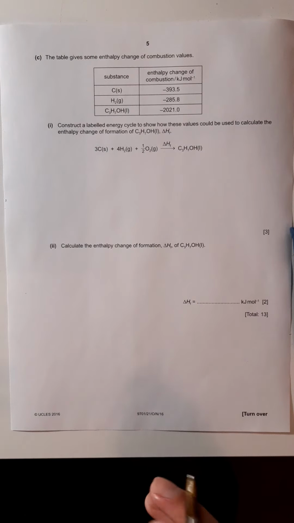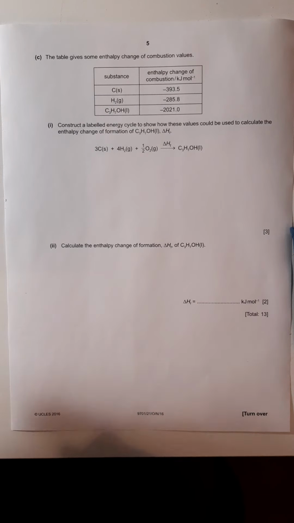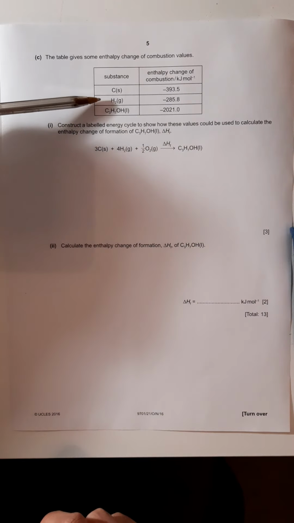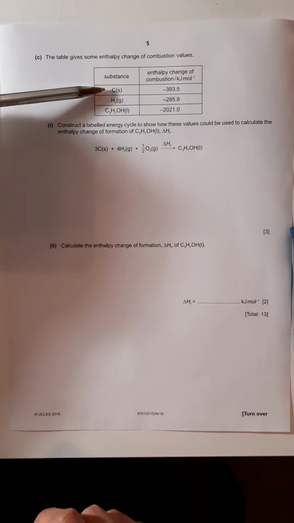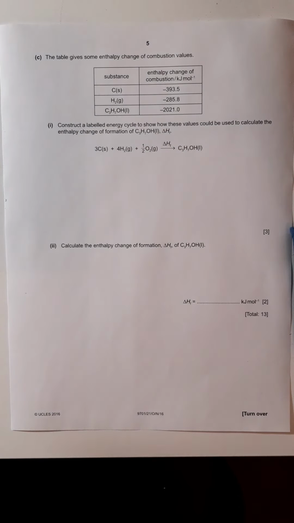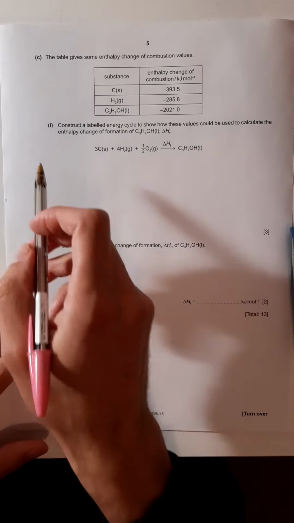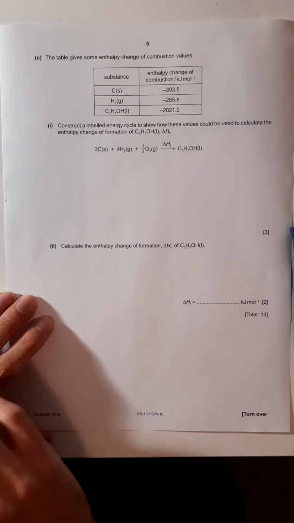So this is a Hess's law question, and we've got at the top enthalpy of combustion. So it's how much energy is given off if 1 mole of carbon is completely combusted in oxygen. You can see that's minus 393, hydrogen and ethanol. And we have to construct a labelled energy cycle.